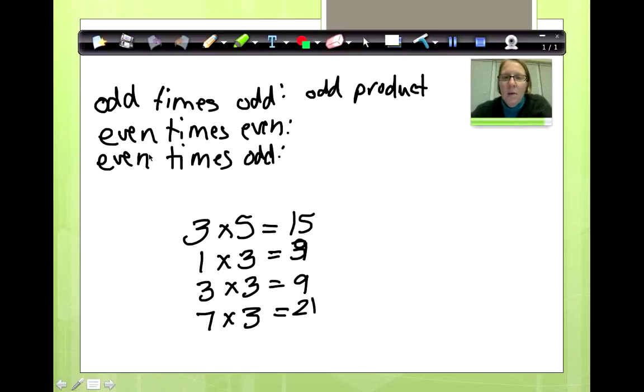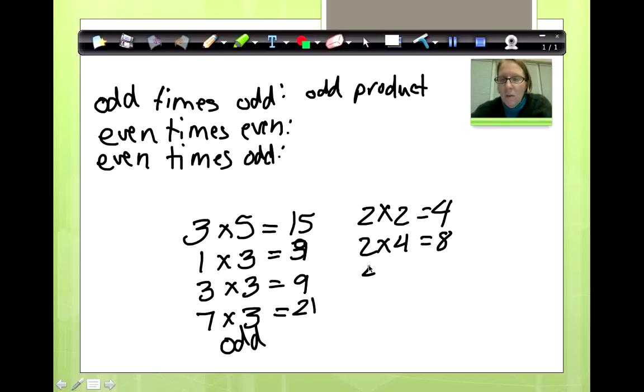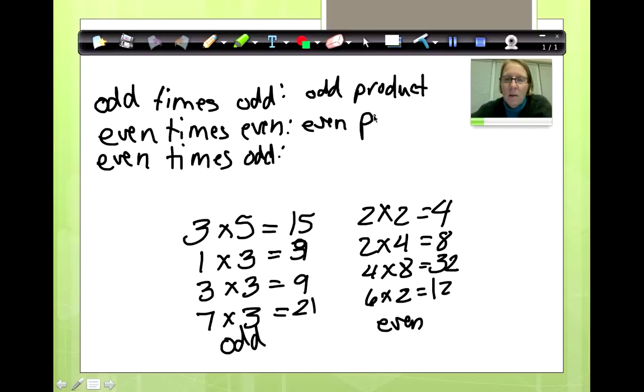Okay. What if you have an even times an even? Like 2 times 4? What do you get? Or 2 times 2? You get 4. What if you do 2 times 4? You get 8. Okay, what about 4 times 8? You get 32. One more, how about 6 times 2? What do you get? 12. Okay, so if the factors are both even, what's your answer? Your answer is going to be even. Okay, so you would have an even product.